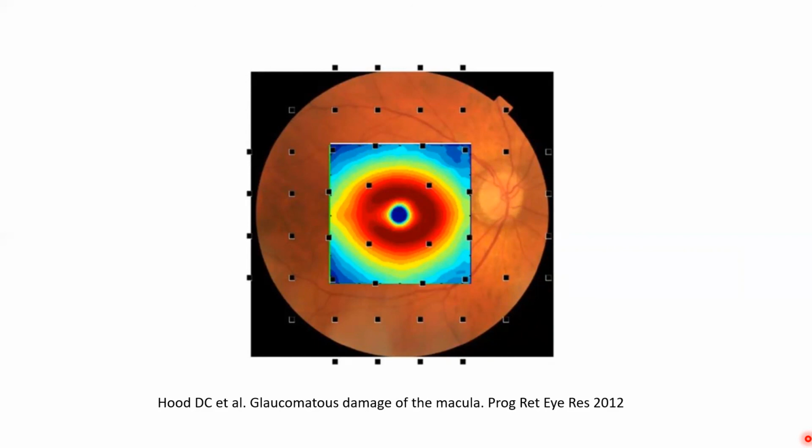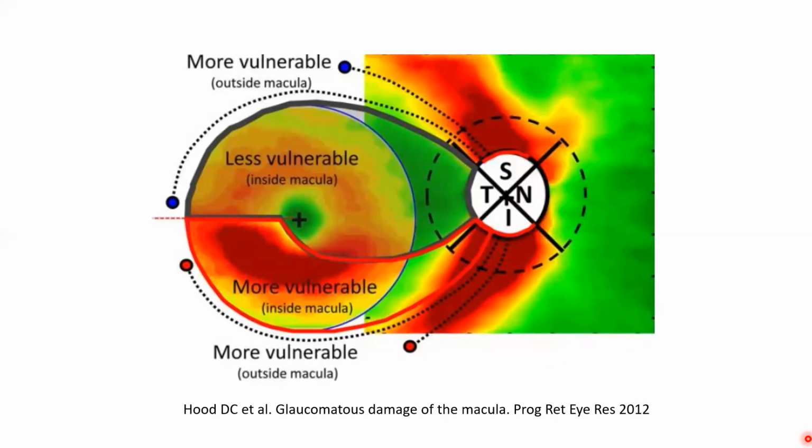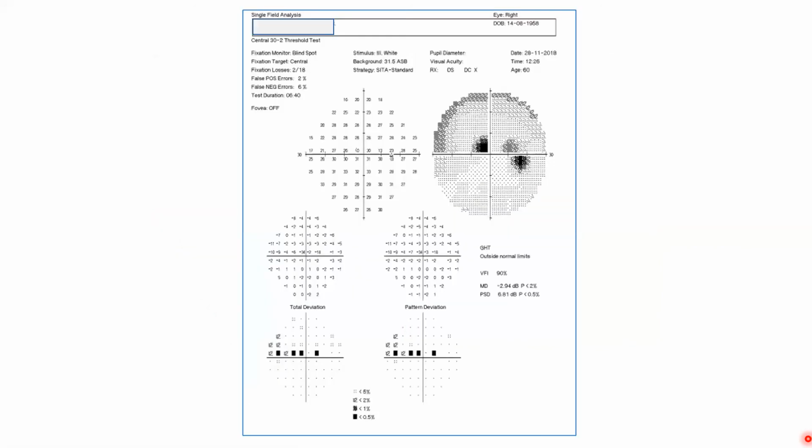He also designed a chart showing that the lower part of the macula is more vulnerable to glaucoma damage. And that is why you more often get a patient with an upper paracentral defect than with a defect in the lower part of the hemifield.